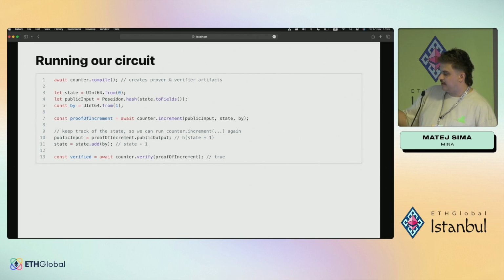That proof can be verified very cheaply using the verification key. We see that at line number 13. And then in between, we can just keep track of the state variables that we need to. So very simple. We've just written a counter circuit. We've seen how to compile it, how to run it to get a proof, and how to also verify the proof.